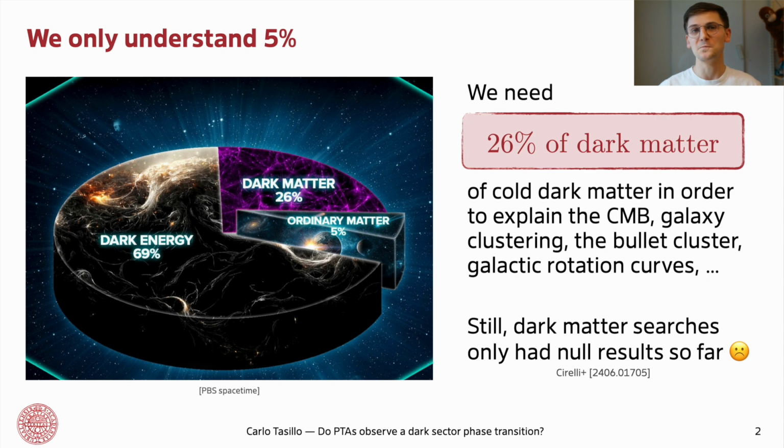So there's a problem. We only understand 5% of the energy content of the universe. The other 70% is dark energy and 26% is dark matter. And we have no clue what dark matter is. We know that it must be there due to some pieces of evidence from the CMB, from galaxy clustering, from the bullet cluster, but also from galactic rotation curves. Still, so far, we have only had null results in our direct detection experiments. So we still don't know what dark matter is made of.